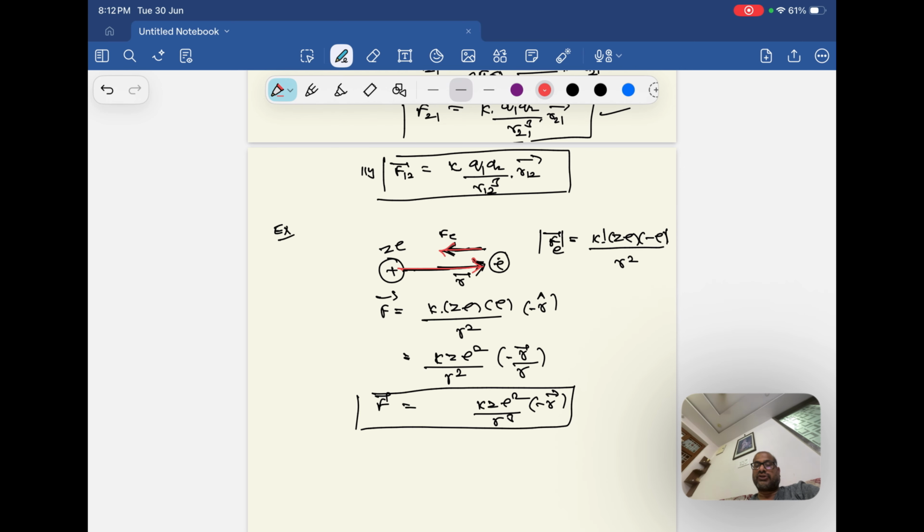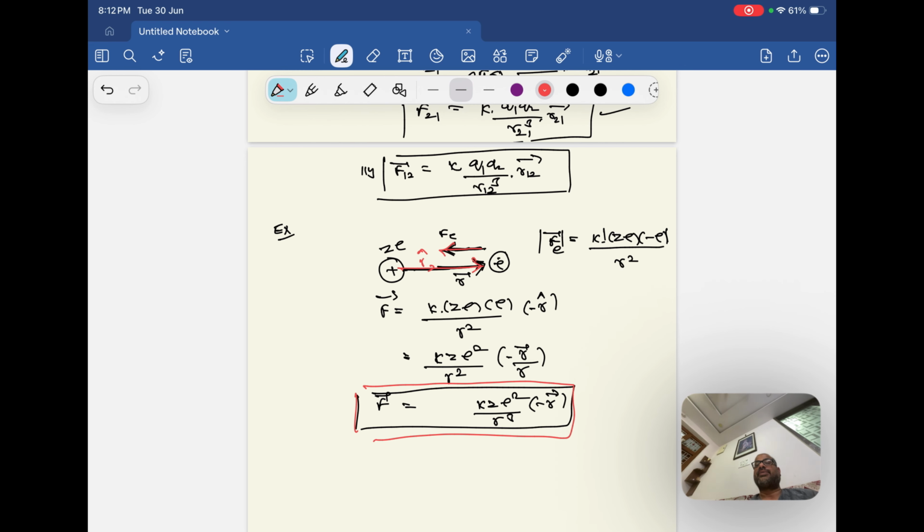So the magnitude of force is k Q1 Q2 by r square. Direction, how is it? Opposite to the r cap direction. The force is opposite, the position vector is rightward, so minus r cap. So you can write k Z e square by r square, and r cap you can write as r bar by mod r. So this r and r square become r cube. Like this you can write the force on the electron in vector form.